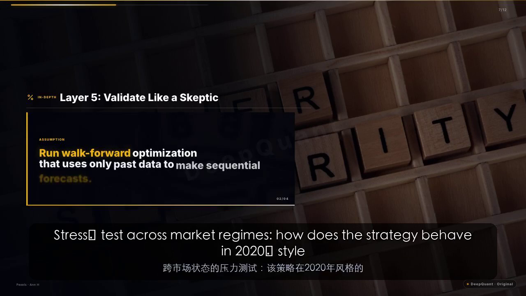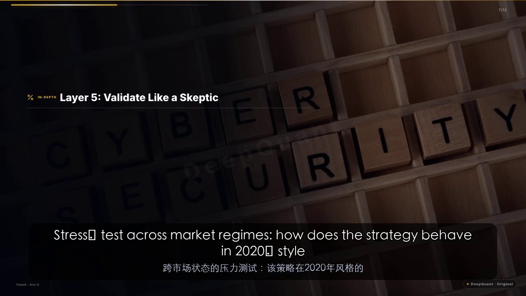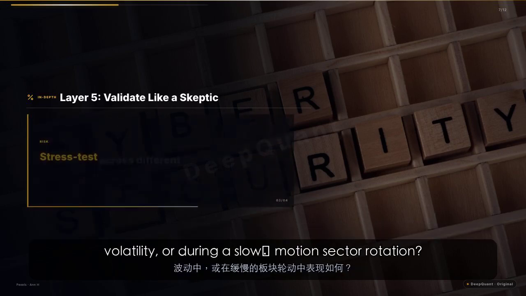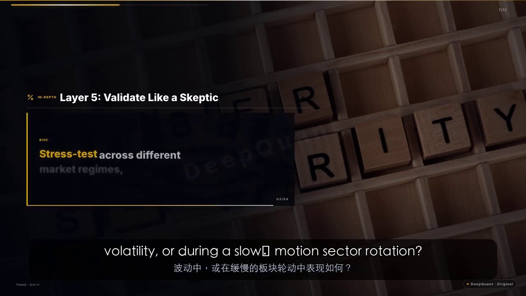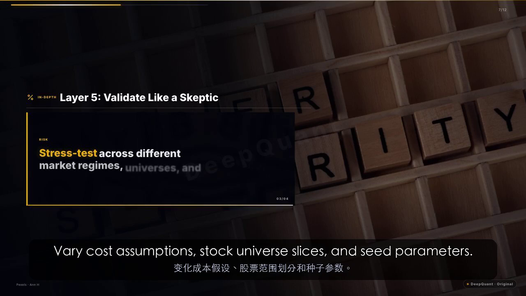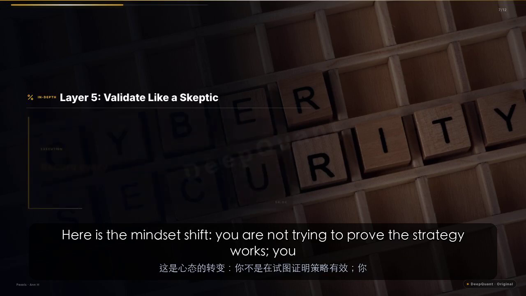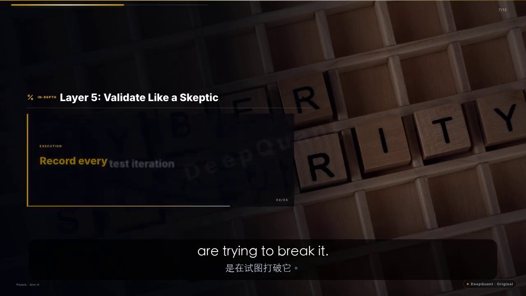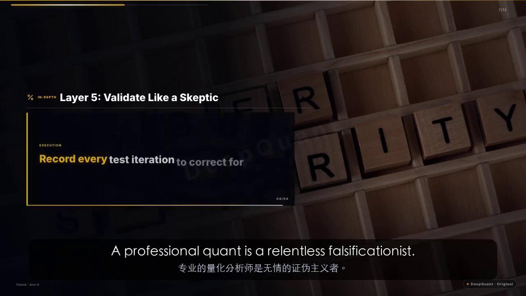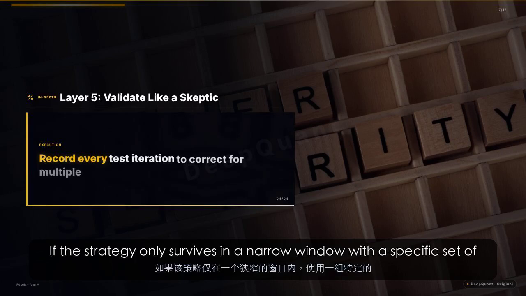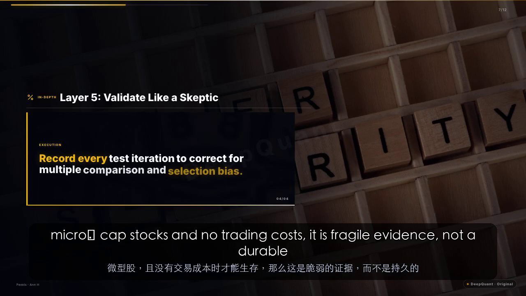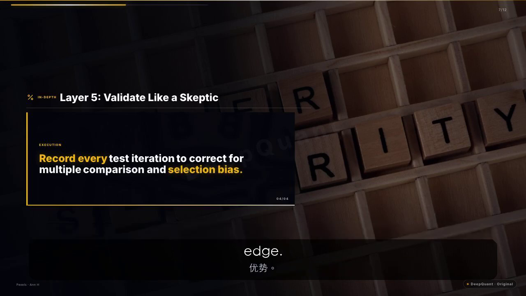Stress test across market regimes: How does the strategy behave in 2020 style volatility, or during a slow-motion sector rotation? Vary cost assumptions, stock universe slices, and seed parameters. Here is the mindset shift: you are not trying to prove the strategy works, you are trying to break it. A professional quant is a relentless falsificationist. If the strategy only survives in a narrow window with a specific set of microcap stocks and no trading costs, it is fragile evidence, not a durable edge.